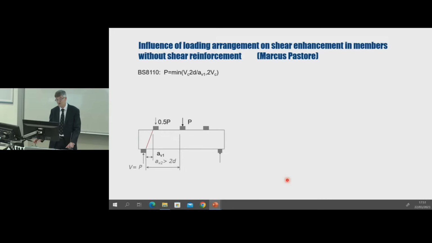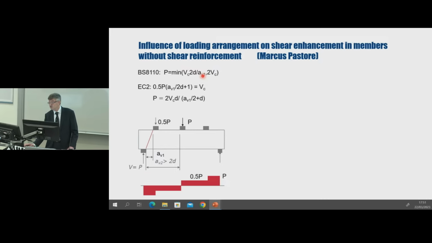The situation becomes more interesting when we have a beam loaded with concentrated loads both within and outside 2D of the support. So according to BS 8110, we need to check two failure planes. So the first is between the support and the innermost point load, where the shear resistance is increased by this multiple 2D divided by AV. We also need to check for shear between the point loads where the shear resistance is equal to VC.